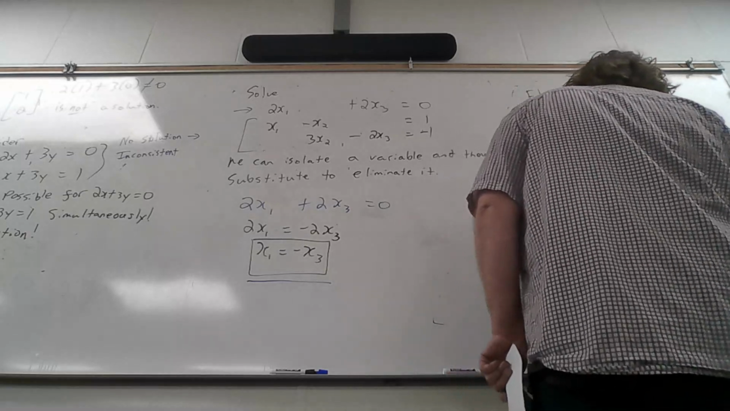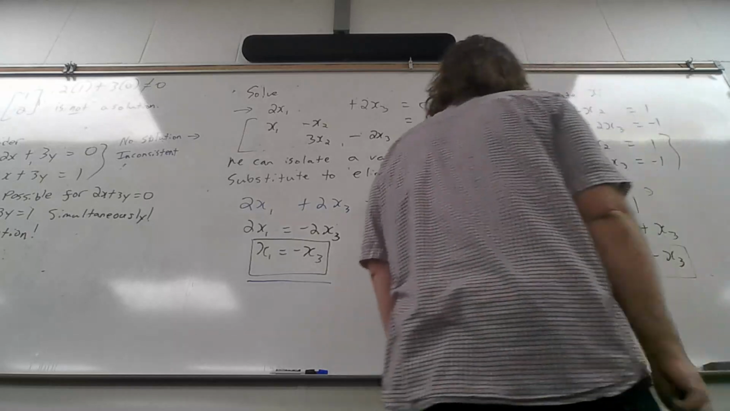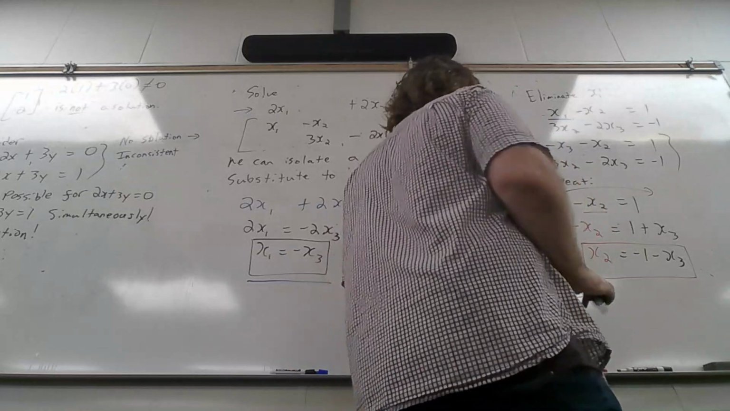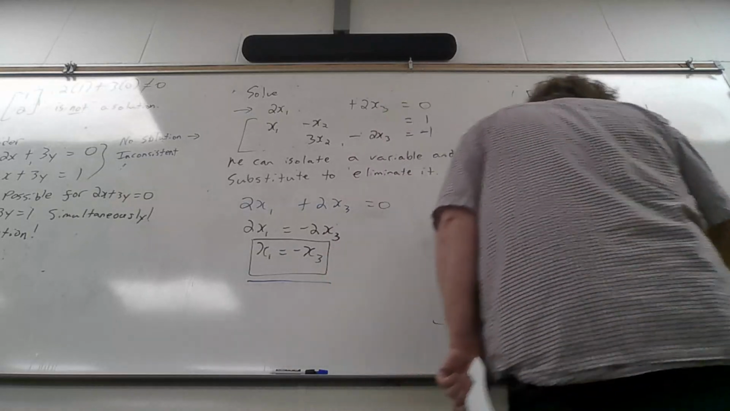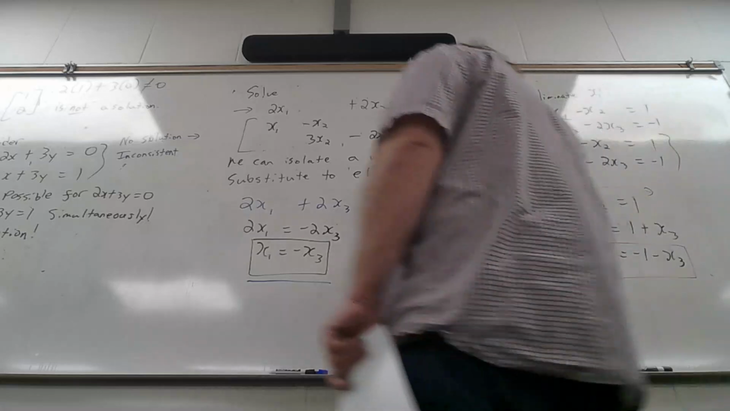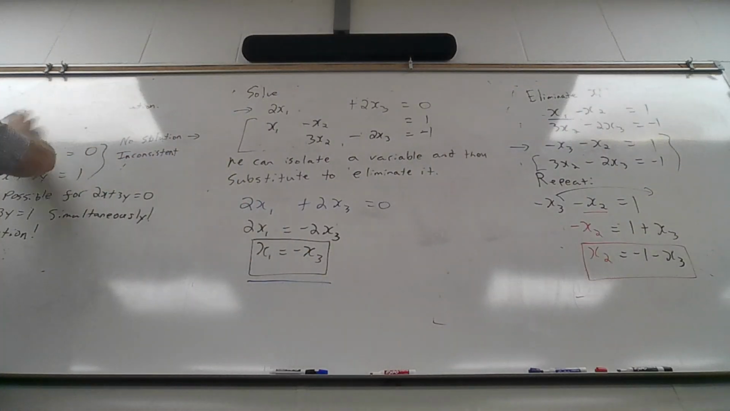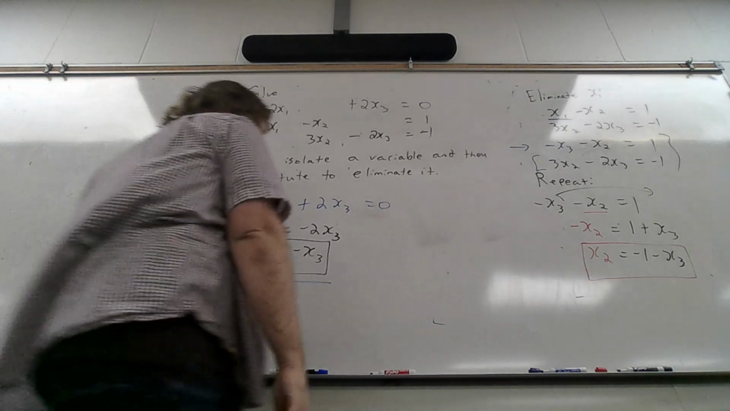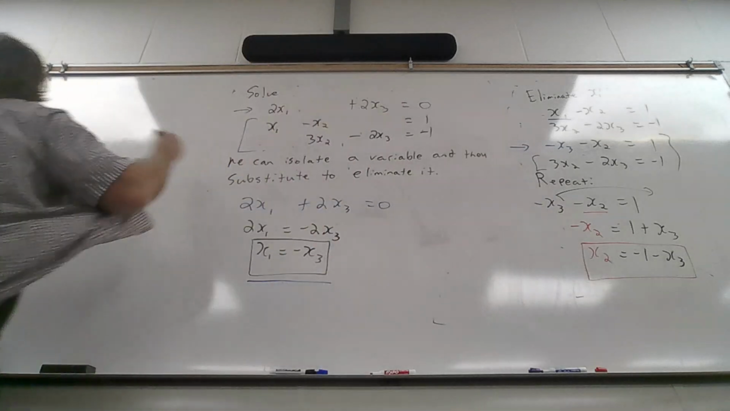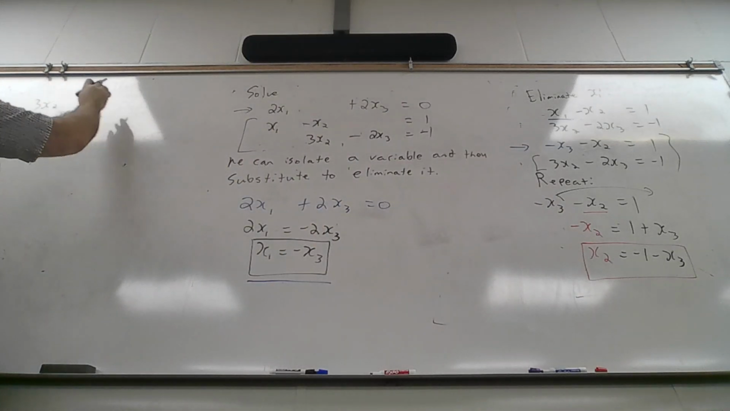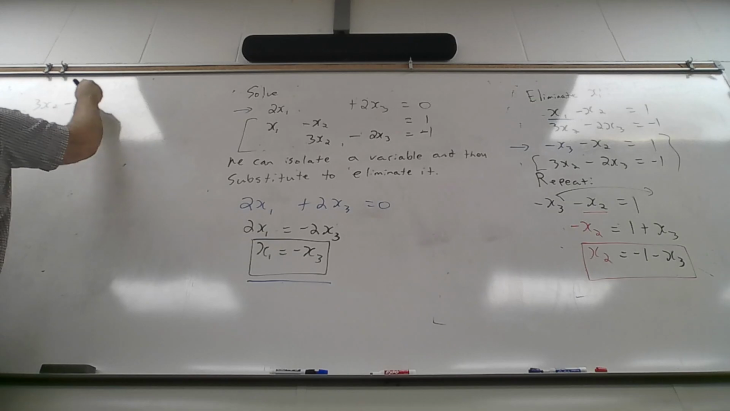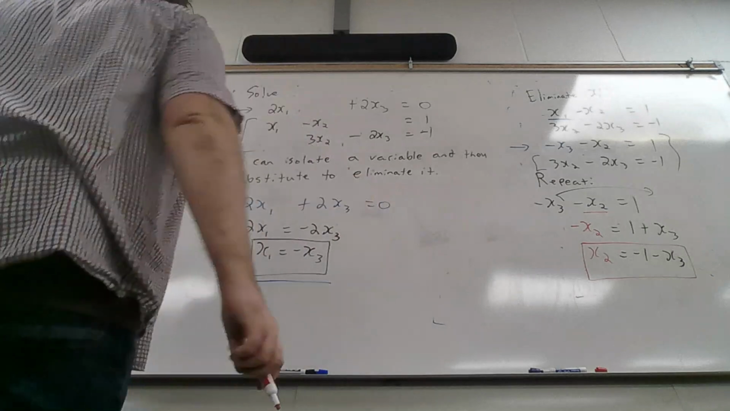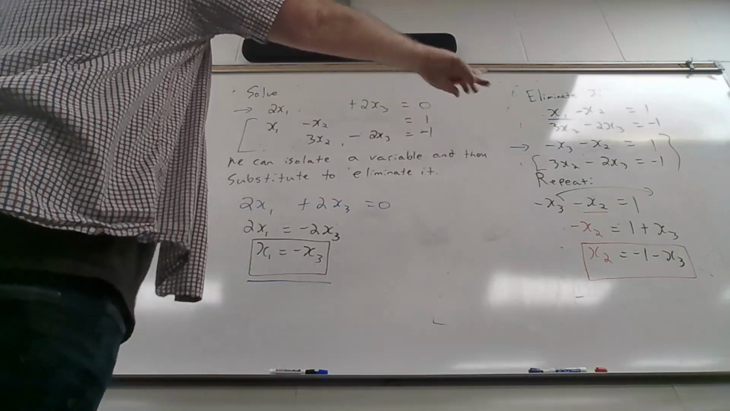Okay, how does that help us? Well, we can rinse and repeat. We can say, hey, now we have one equation left, and we can get rid of x2 in it. So let's go ahead and do that. Our last equation is 3x2 minus 2x3 equals minus 1. And like I said, we can now get rid of x2. How do we get rid of it? We replace it with minus 1 minus x3.